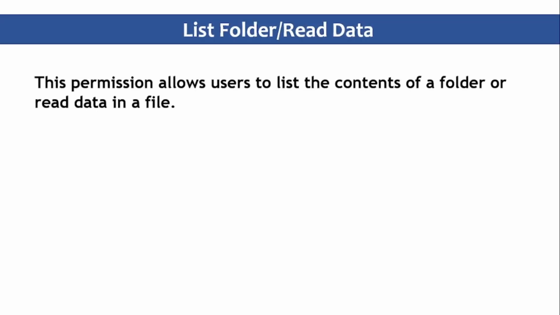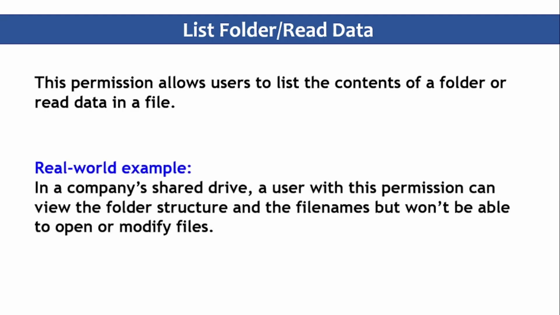So let us look at some of the commonly used special permissions. Let us look at list folder, read data. This permission allows users to list the contents of a folder or read data in a file. Real life example: in a company's shared drive, a user with this permission can view the folder structure and the file names, but won't be able to open or modify any files. It's absolutely read data and list folder.